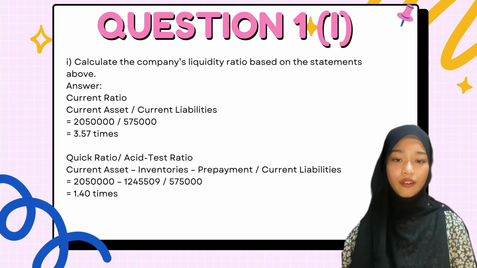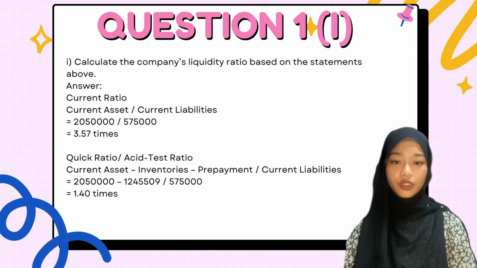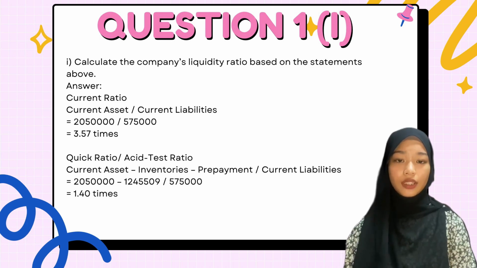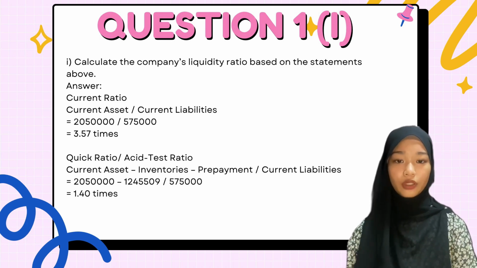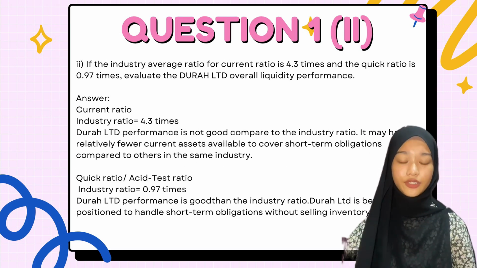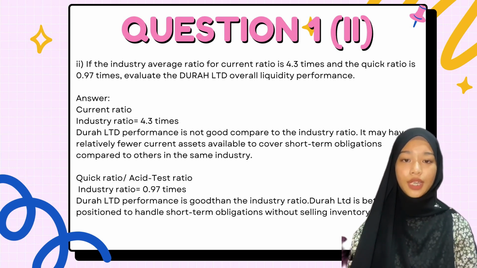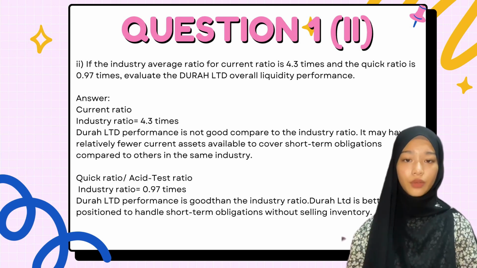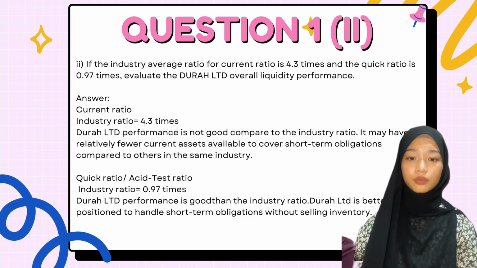Dura Ltd quick ratio is 205000 minus 1245509 divided by 575000 equal to 1.40 times. Second Roman is if the industry average ratio for current ratio is 4.3 times and the quick ratio is 0.97 times, evaluate the Dura Ltd overall liquidity performance.